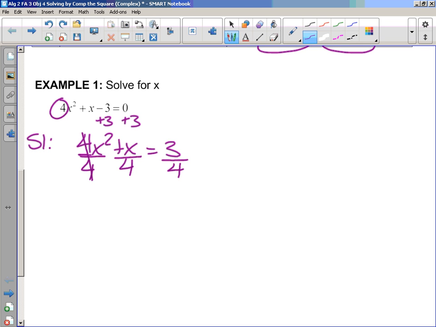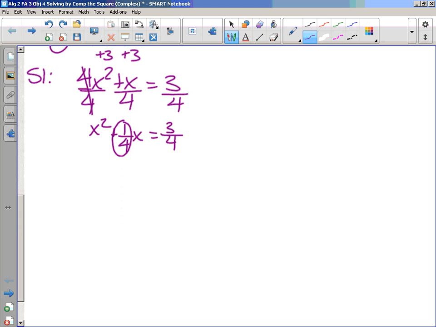What I can do to get rid of it is to divide every term in the equation by 4. That cancels that out. And then I'm going to turn x over 4 into 1/4 x. Those are equivalent, because I want to know what that coefficient is. And then that's equal to 3 over 4. That fraction doesn't reduce at all. Okay, so that was step 1.